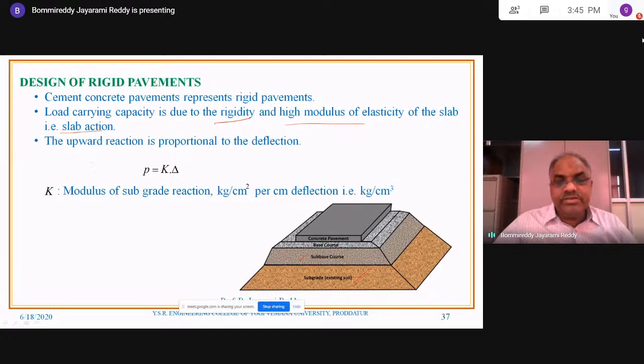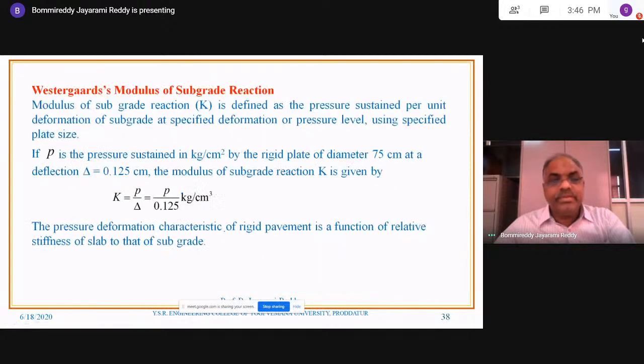And upward reaction is proportional to the deflection. So P is proportional to the deflection. K, modulus of subgrade reaction. Then Westergaard's method, Westergaard's modulus of subgrade reaction. So this term is more important here. Modulus of subgrade reaction is represented as K, which is defined as the pressure sustained per unit deformation of subgrade at a specified deformation or pressure level using a specified plate size.